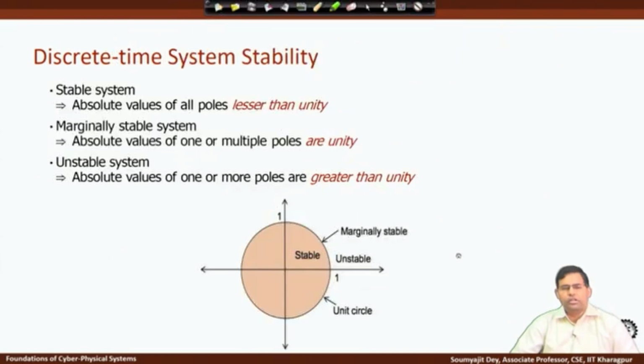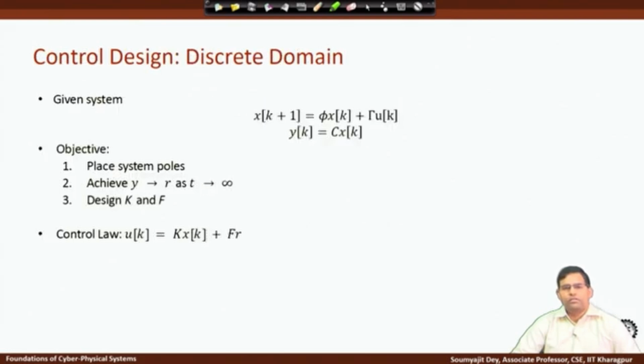So, fine, with this if we just continue, the next thing we have already talked about is the notion of stability in discrete time. In this case, you have to interpret the poles and the zeros in the z domain, and you have to just check whether the poles are located inside, on or outside the unit circle, and accordingly you will infer whether the system is stable, marginally stable or unstable.